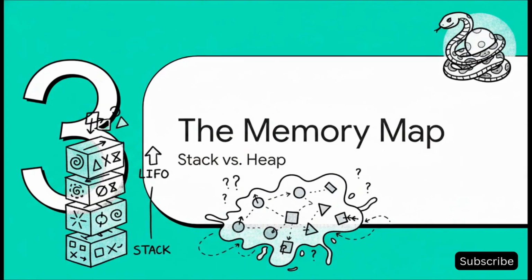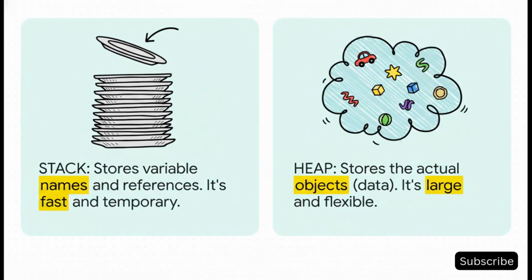All right, now we're getting to the part that often confuses people, but we're gonna make it really simple. Let's talk about the conceptual map of Python's memory, the stack and the heap. And it's really important to remember this is a model, right? It's a way for us to understand the behavior. I want you to think of it like this. The stack is like a fast, perfectly organized stack of pancakes. It's where Python keeps track of all the variable names and their references, those directions.